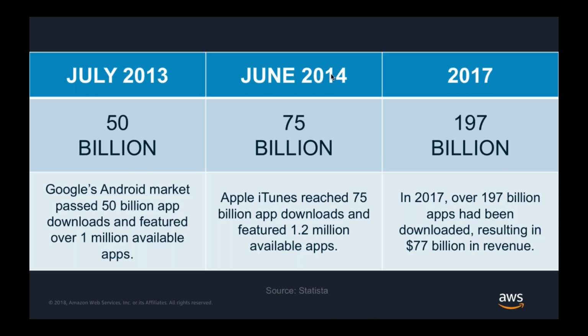To give you just a couple more data points around smartphone usage, in 2013, Google's Android market passed 50 billion app downloads. In 2014, Apple's iTunes passed 75 billion downloads. And last year alone, over 197 billion apps were downloaded, resulting in approximately $77 billion in revenue outcome.